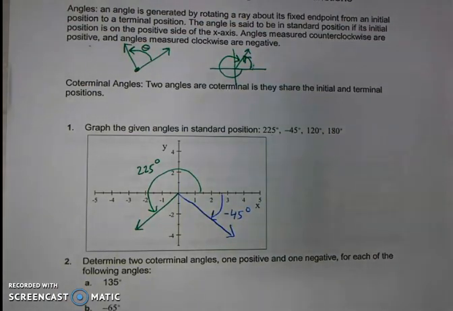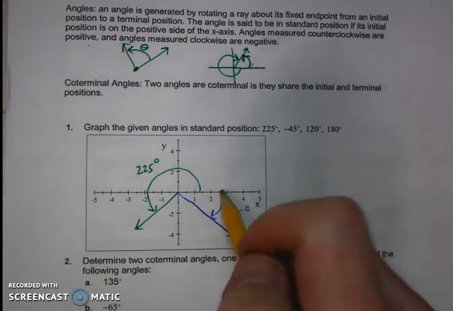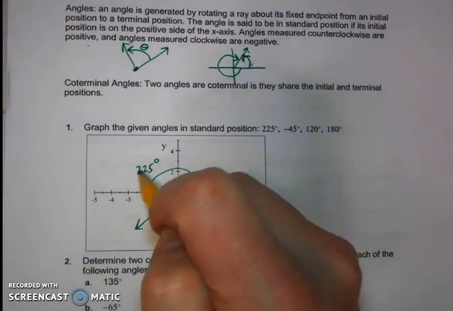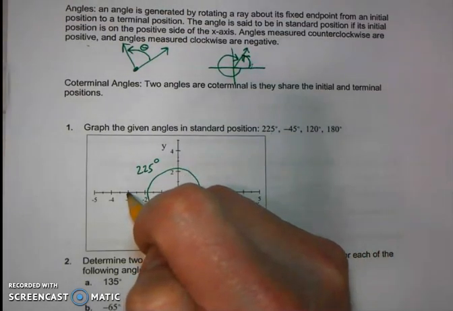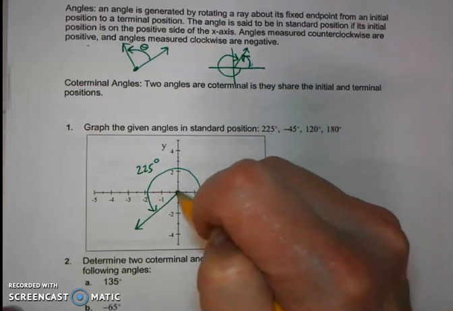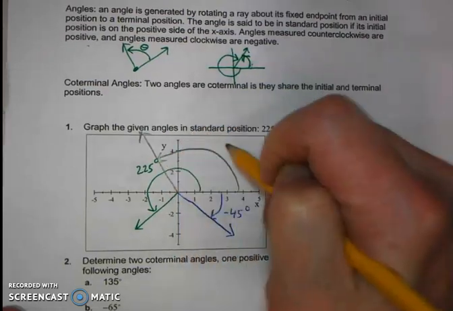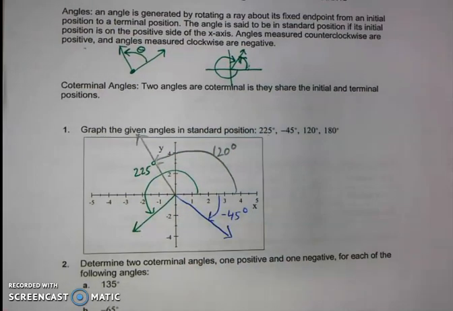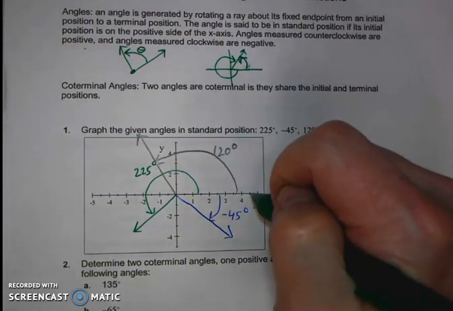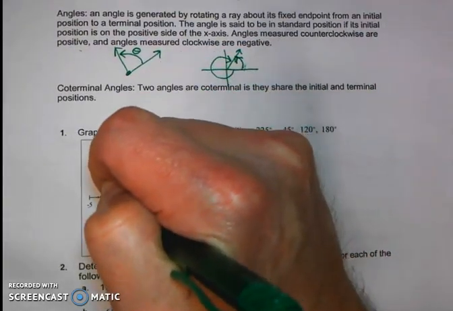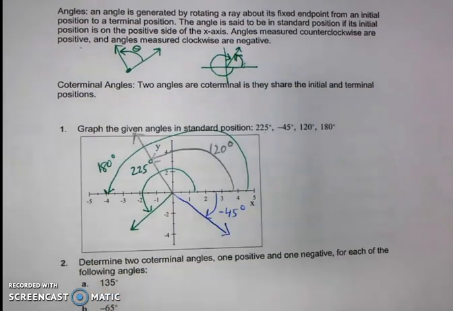Let's see, 120. Do I have more colors here? Probably not. 120 degrees. This would be 90, 180. So it's in between, but it's closer to 90. So 120 degrees might look something like that. And then finally 180. Well, 180 is easy. 180 is half of a complete rotation.